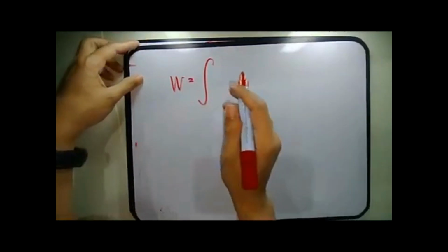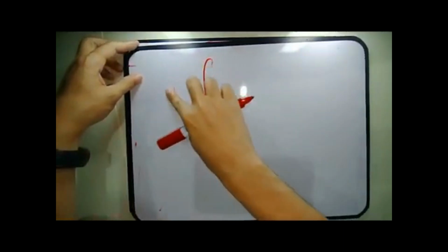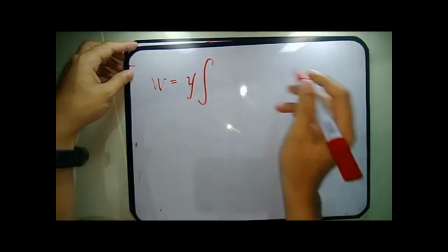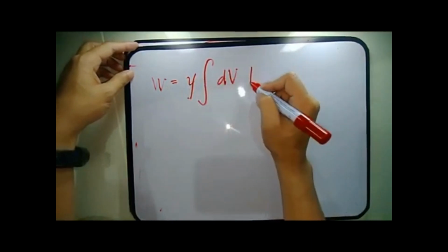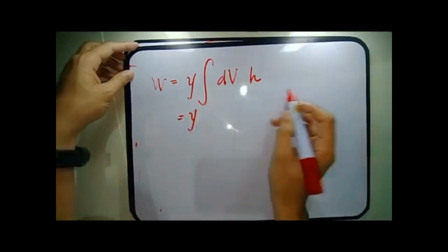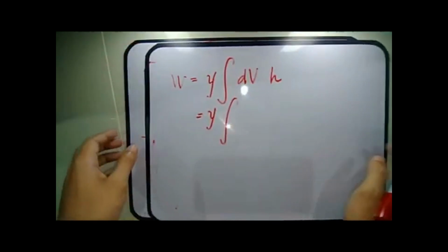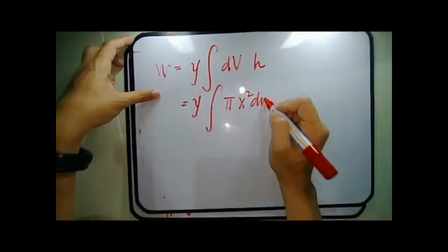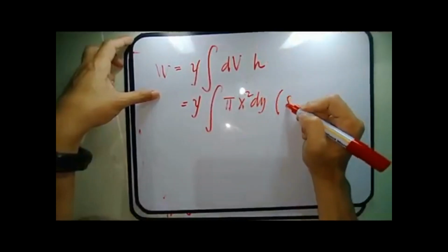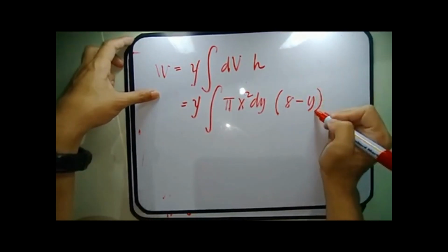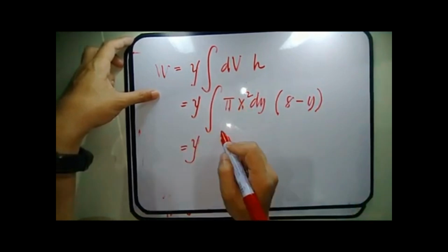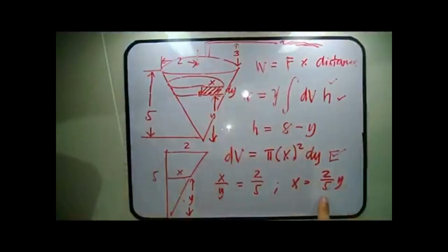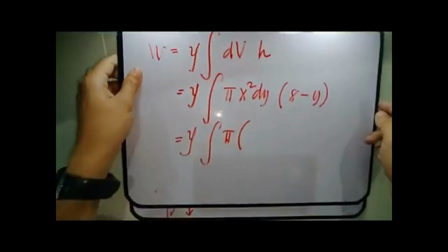So, work is equal to the integral of specific weight. Ilabas na natin. So, work equals, so specific weight. So, differential volume times h. So, specific weight, integral of differential of volume natin is, you have here, pi x squared dy. But h is, you have here 8 minus y. Then, x is integral of pi. So, yung x natin is in terms of y na siya. So, 2/5 y.